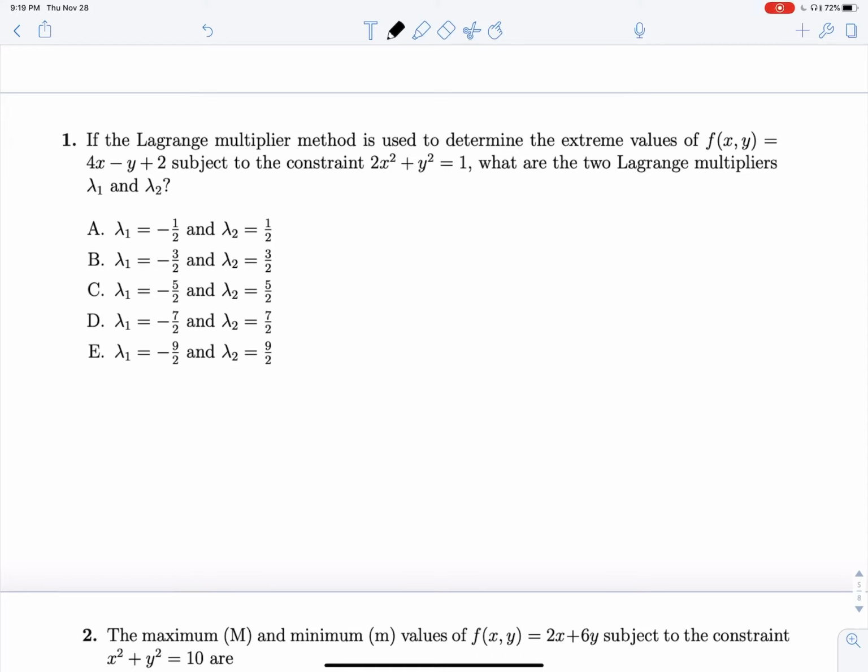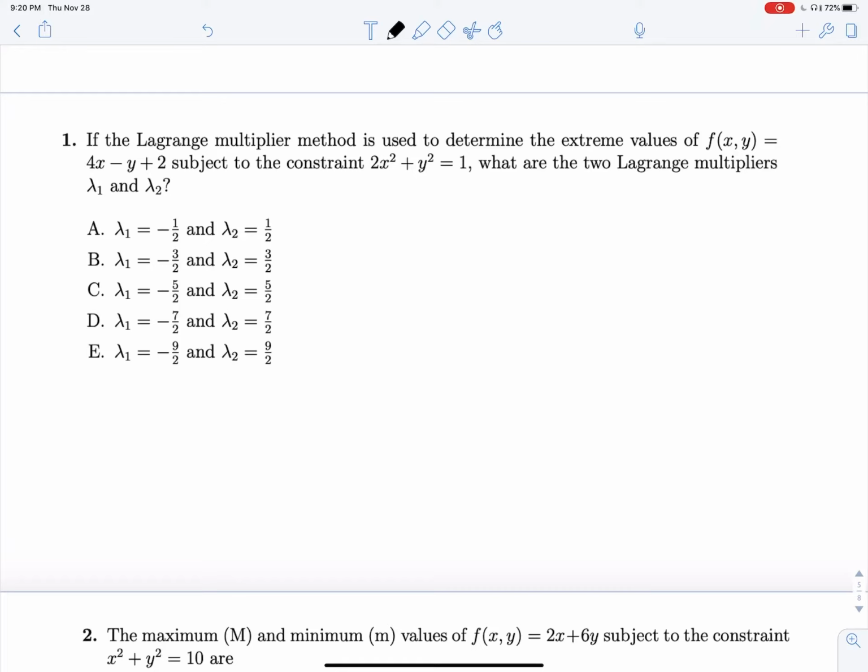So let's go through it. Although I'm pretty sure we shouldn't expect something like this. It's very uncommon. And as you've seen, I like to go through these questions without ever even figuring out what our Lagrange multipliers are, which is actually fine.